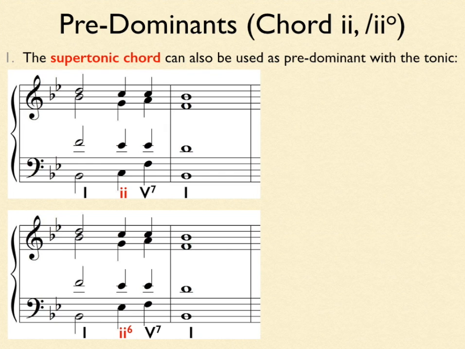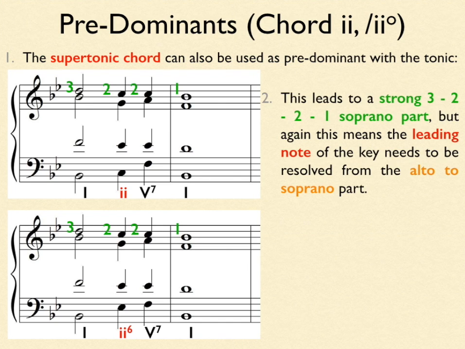You get that in a lot of pop music as well as rock music and folk music. I play it all the time when I'm accompanying Irish traditional music, the 2-5-1. So it's a very common chord progression, 2-5-1. So chord 2 then is, for me anyway, the most frequently used predominant chord that I play in music. And it leads to a strong 3-2-2-1 soprano part.